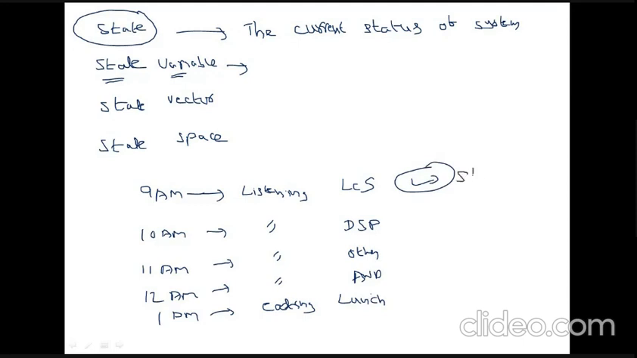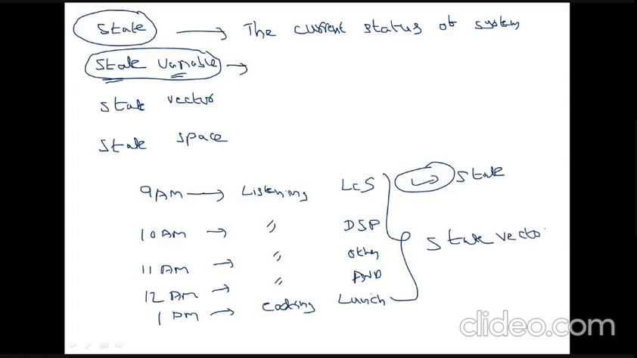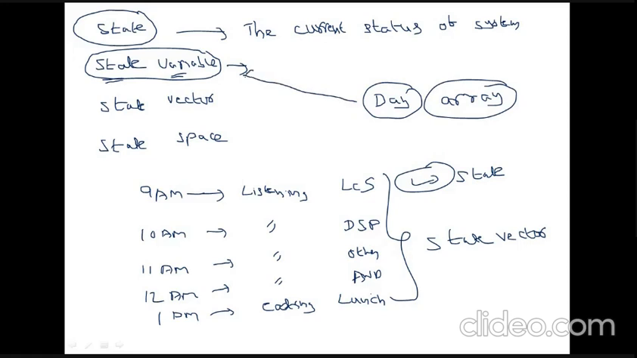That is known as what? State. And what is state vector? The group of all these states, from today morning 9 a.m. to next day morning 9 a.m., each status will give you what? State vector. That means if you group all the things you did in a day from morning to evening, that will become an array, an array of variables. So that is known as what? A state variable of day 1.